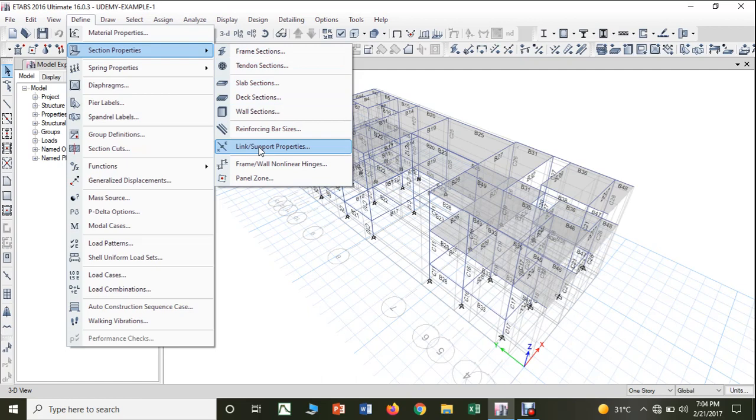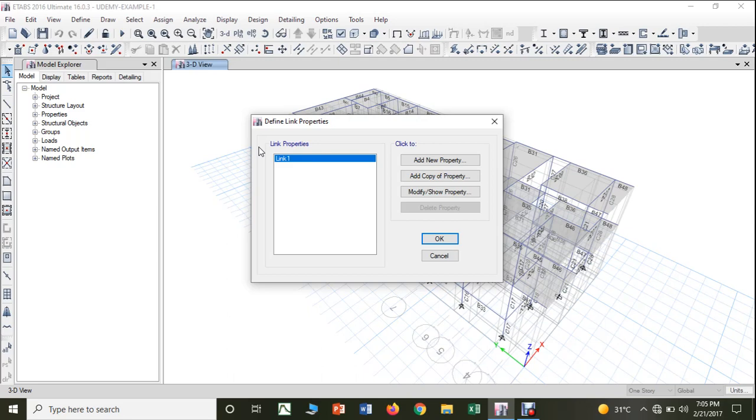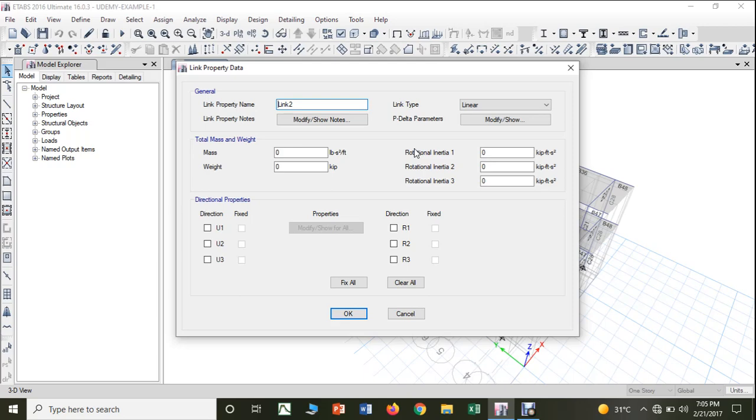The next that you can see here is the link or the support properties. Now, this link or the support properties that you are going to see is definitely of a higher level. Especially we are going to use this option when you are going to design a particular structure for earthquake resistant structures. If you are designing a particular structure for earthquake resistance, then usually we are going to use these options, right?